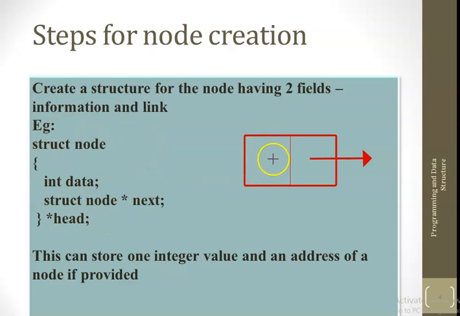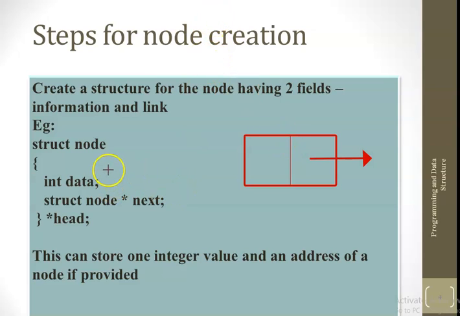We can store an integer data here, and we can store an address of another node of the same type here. So this forms a single independent node. Such nodes are grouped or linked together to form a linked list. Is it clear now?